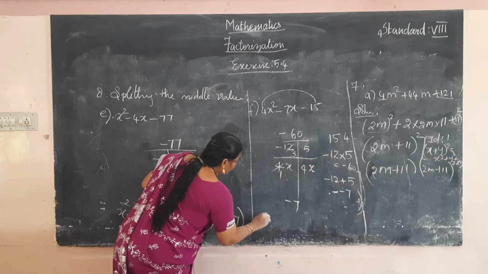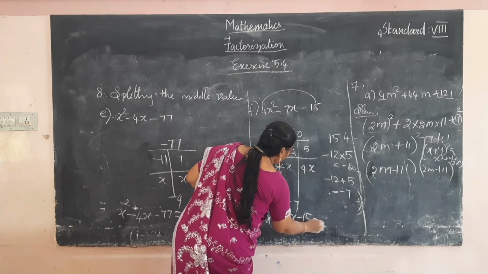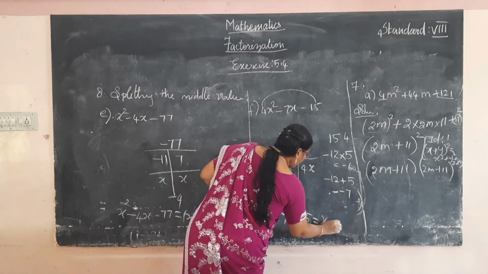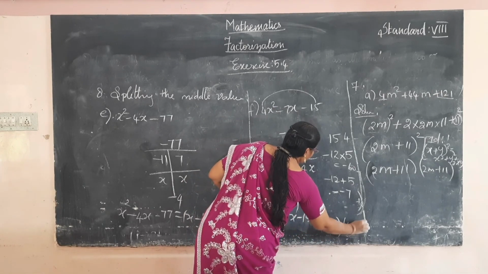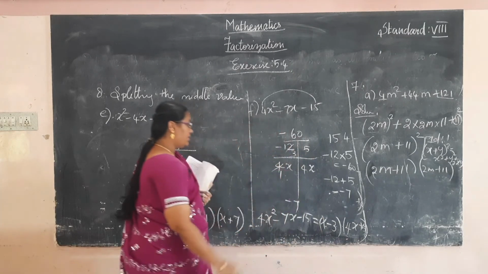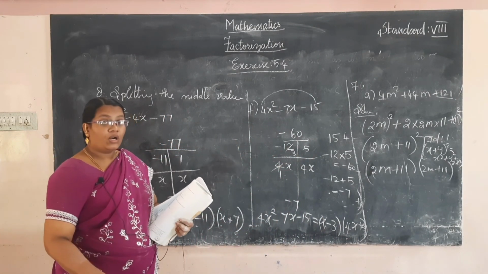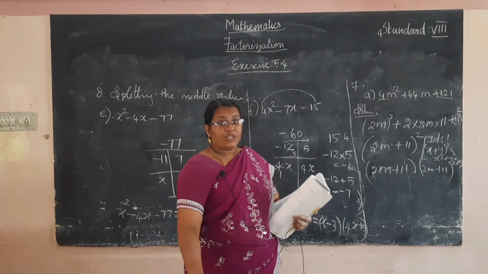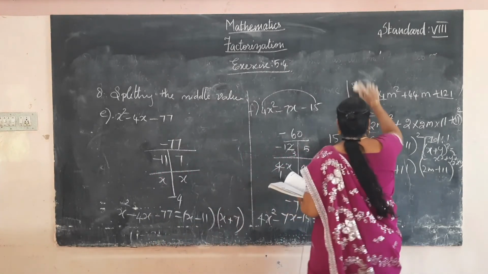Write the result. 4x squared minus 7x minus 15 is equal to x minus 3 and 4x plus 5. That's it. These are the factors of the given algebraic expression. I hope you have understood today's concept, the method of factorization. Okay, and the exercise problems also. I will write the homework at the side.